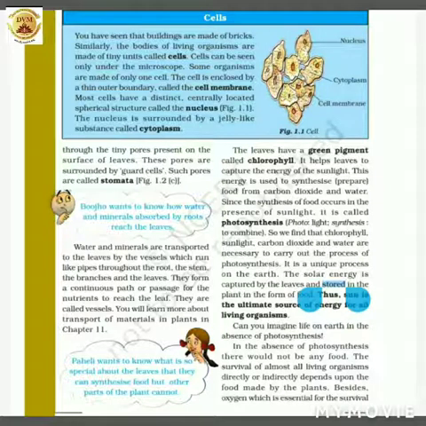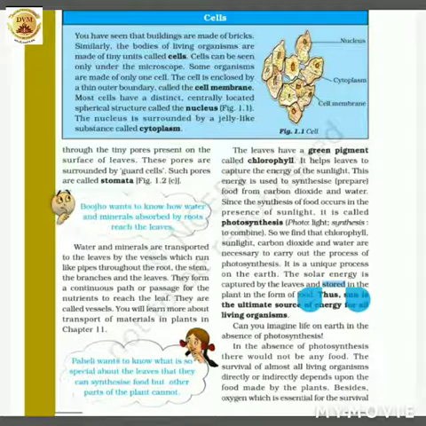Now the question is how plants take water and minerals from the soil, and how they are transported to the leaves. Water and minerals are transported to the leaves by vessels which run like pipes throughout the roots, the stems, the branches and the leaves. These vessels are known as xylem vessels, which we will discuss in the next chapter.